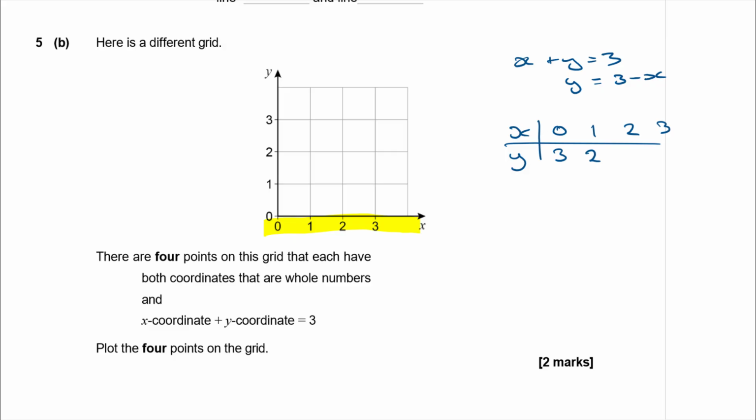When x is 2, then y is 3 minus 2, which is 1. And when x is 3, y is 3 minus 3, which is 0. So they're my points I need to plot. 0 goes with 3, it's that point there. 1 goes with 2, it's that point there. 2 goes with 1, it's that point there. And 3 goes with 0. So they are my 4 points where the x coordinate and the y coordinate equals 3.